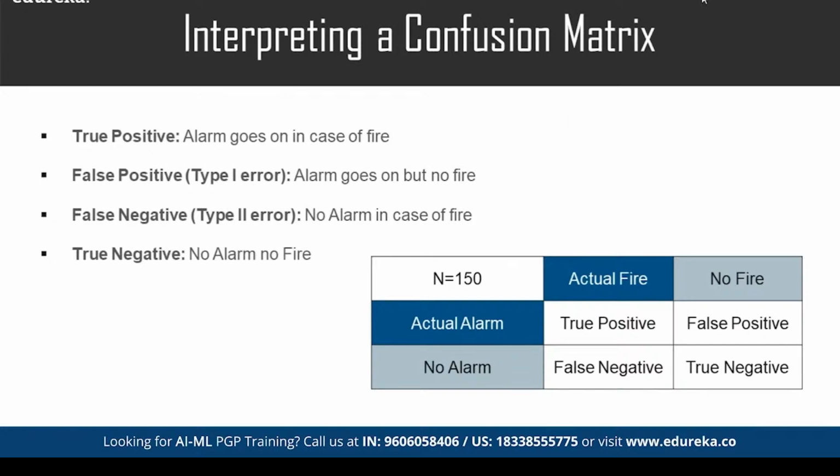And again, true negative: no alarm, no fire, that again is no problem. So true positive and true negative, of course. This is how we build a confusion matrix. So n is nothing but the number of samples here. How many data samples do we have here?